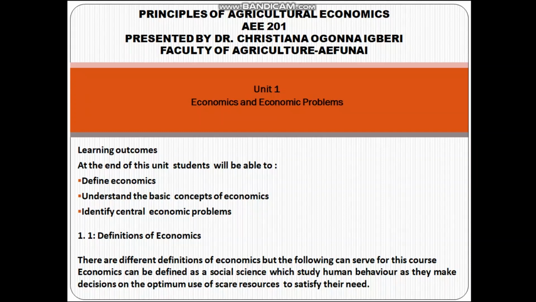Definition of economics. There are different definitions of economics, but the following can serve for this course. Economics can be defined as a social science which studies human behavior as it makes decisions on the optimum use of scarce resources to satisfy its needs. It can also be defined as the study of those activities of human beings which are concerned with the satisfaction of unlimited wants by utilizing limited resources.